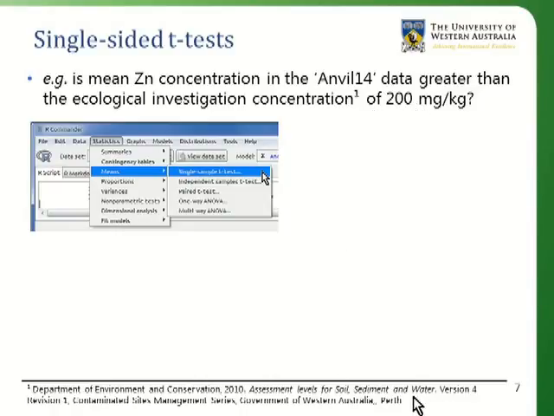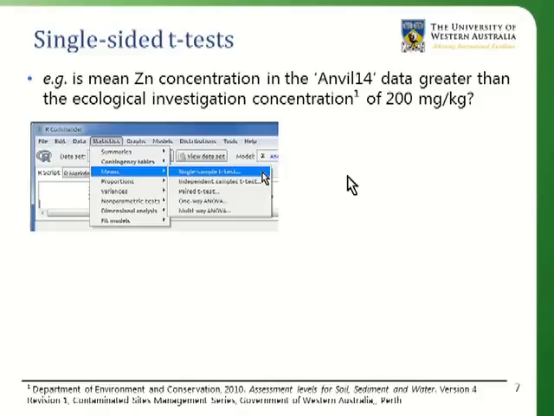Just for your reference, this is taken from one of the more recent releases from DEC, which is now the Department of Environmental Regulation, showing assessment levels for soil, sediment and water, and they actually resemble threshold values from much older documents, for example, ANZAC in 2000 or even before that. Anyhow, this is a clear example of a single-sided t-test comparison of our sample distribution with a single value, so only one side of the distribution is relevant, and we can click through this in our Commander.